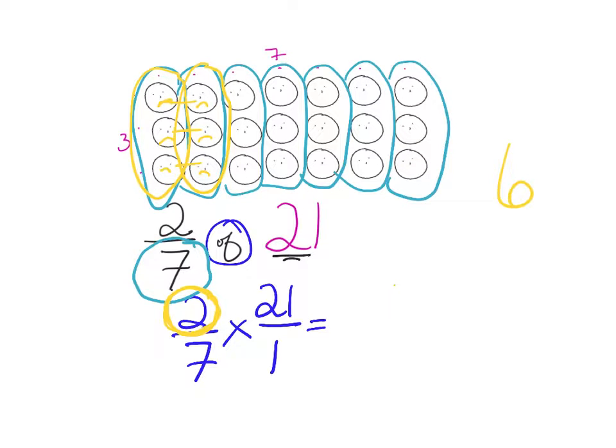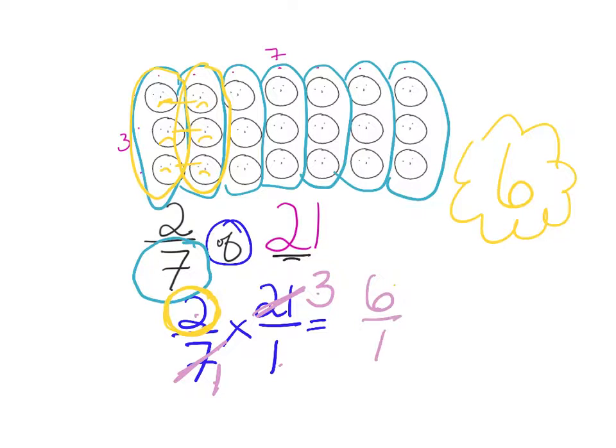Let's see if we get that answer when we apply the standard algorithm. I can divide the bottom by 7 and divide the top by 7. 3 times 2 is 6. 1 times 1 is 1. 6/1. Indeed, I get the same answer.